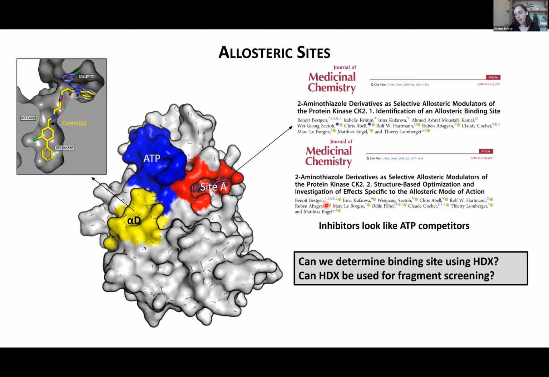More recently, however, this group of labs published another series of inhibitors that they also claimed to be allosteric. And they proposed that they bound in this site A. However, there were no crystal structures available in their publications. Now, this caused us to raise one eyebrow as the inhibitors really looked like ATP competitors. So we weren't convinced that they really were allosteric. So we thought maybe we could use HDX to determine their binding site. And this would serve two purposes, because then we would validate the use of HDX for fragment screening, or future fragment screening for CK2 alpha.